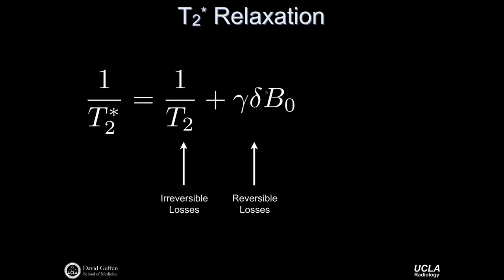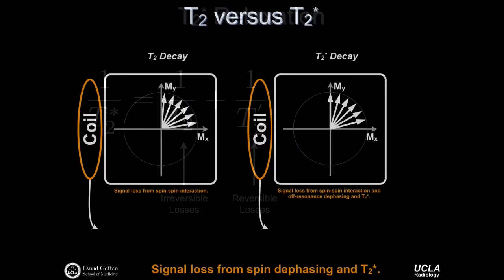So in the case that there is no delta B0, no B0 gradient within your pixel, then the T2 star is in fact equivalent to the T2. But unfortunately, it's always the case that there's some delta B0 leading to some reversible losses in our spin system. And sometimes this is referred to as 1 over the T2 prime.